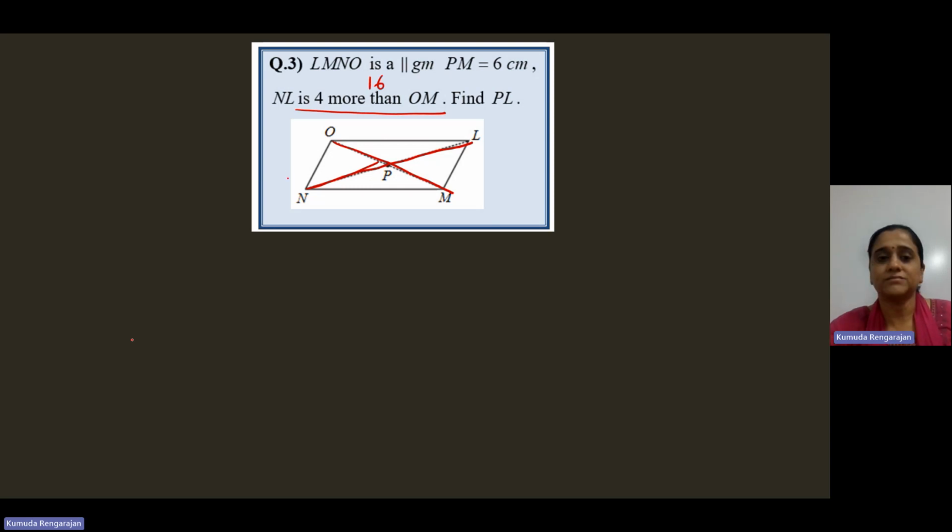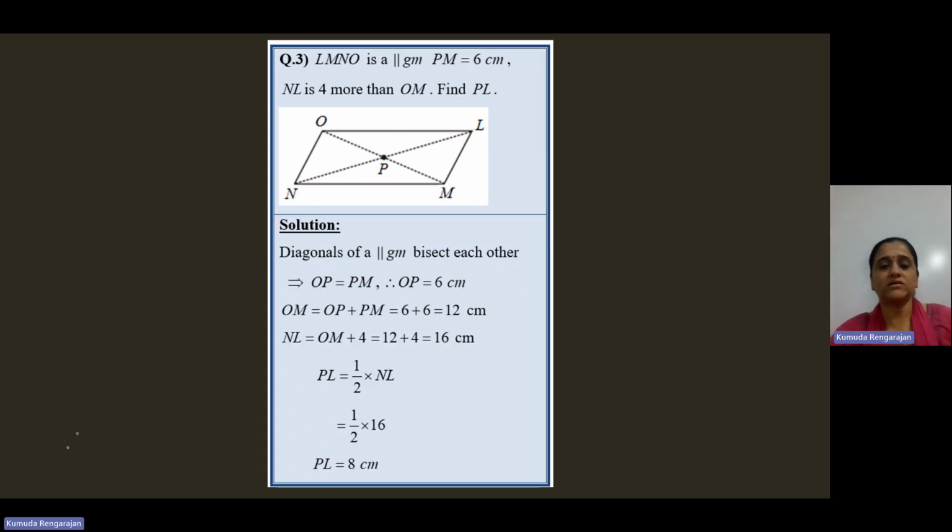So PL is equal to 8. Yeah, because P is the midpoint of LN. So the length of this diagonal is 16. So this is 8 and this is 8. So PL is equal to 8 centimeters. So see how it is worked?